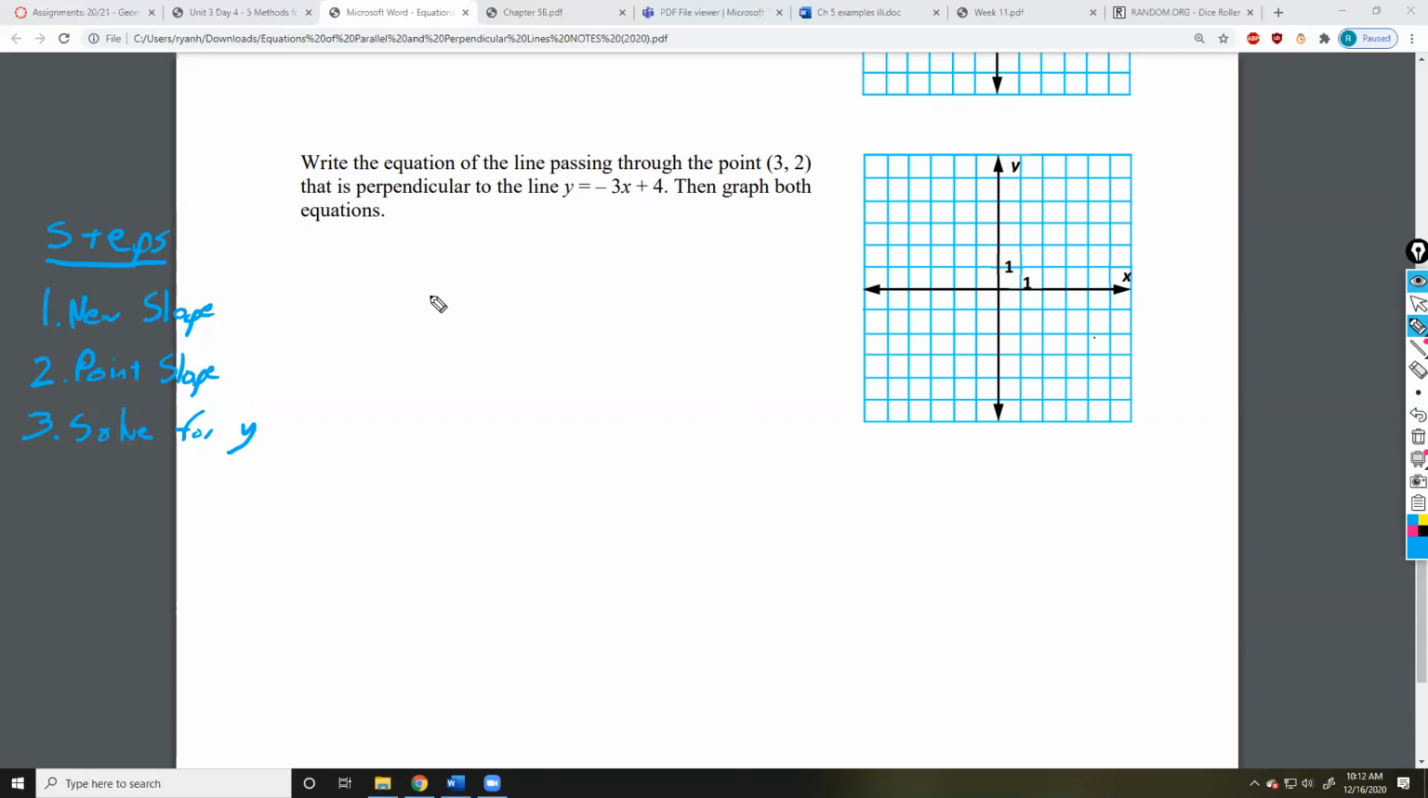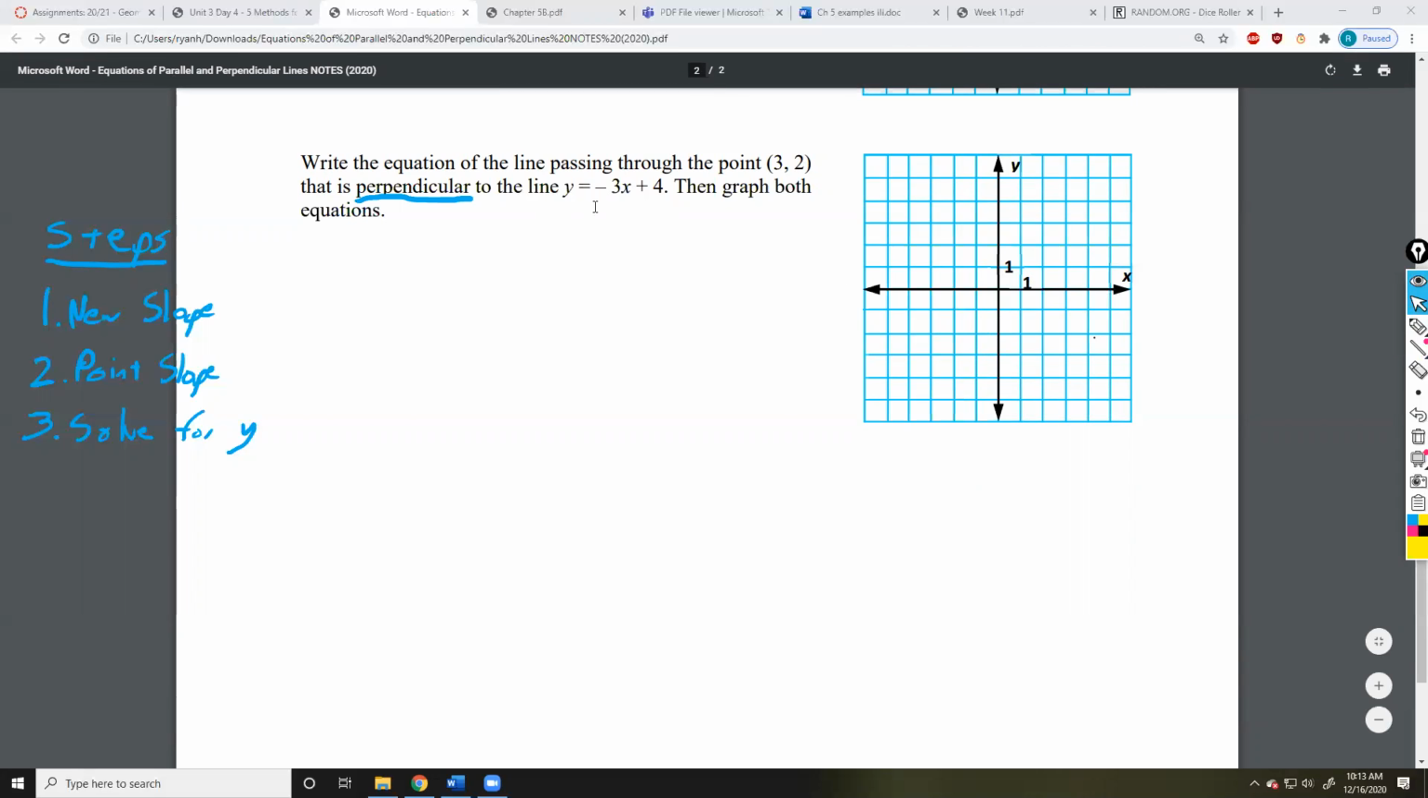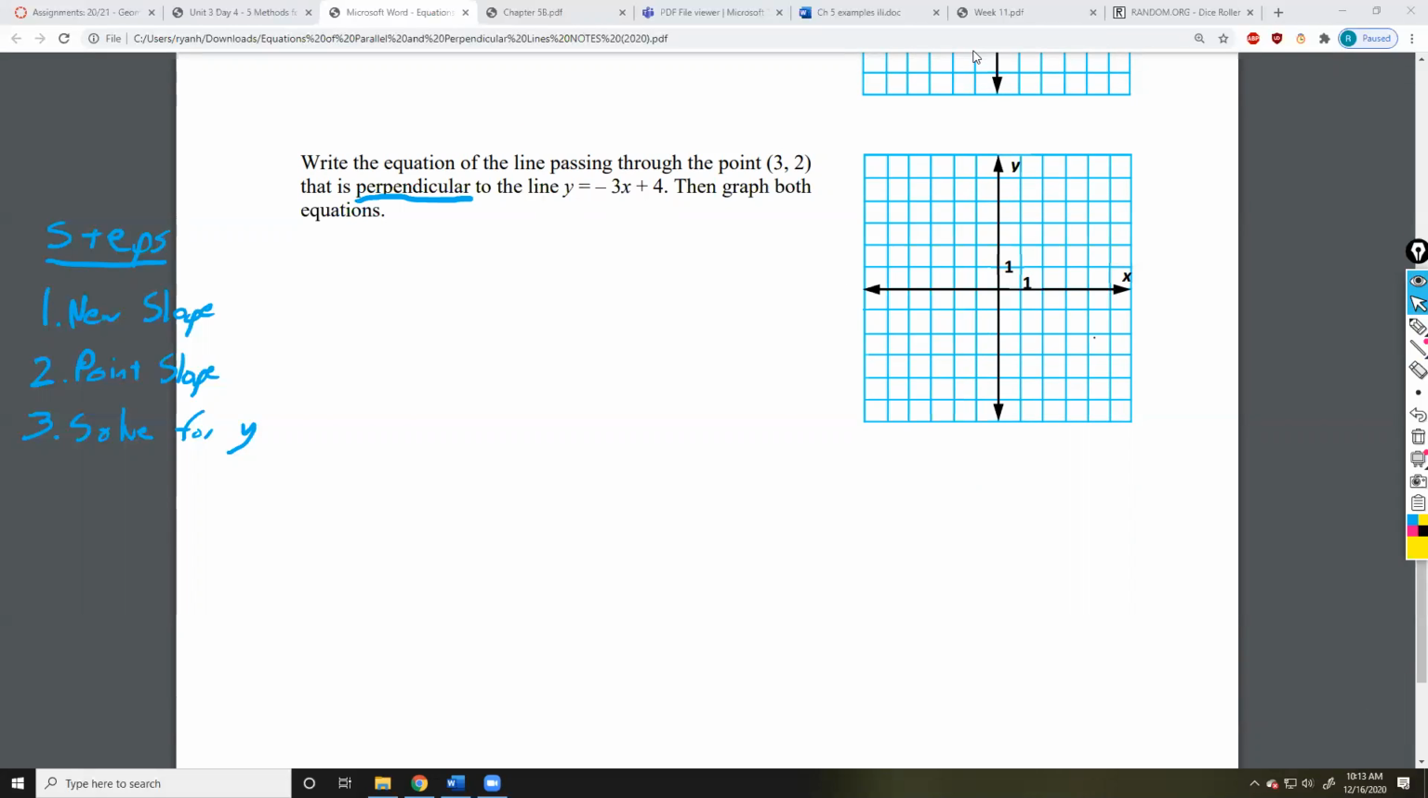We're going to do one more perpendicular. Equation of the line passing through the point (3, 2) that is perpendicular to the line y = -3x + 4. So I'm going to go ahead and graph my -3x + 4. And while I'm doing that, I want to see how far you can get in writing the equation here, so that you can try one and double check your work. Remember, you want opposite reciprocal for perpendicular. So give that a try while I graph the line.